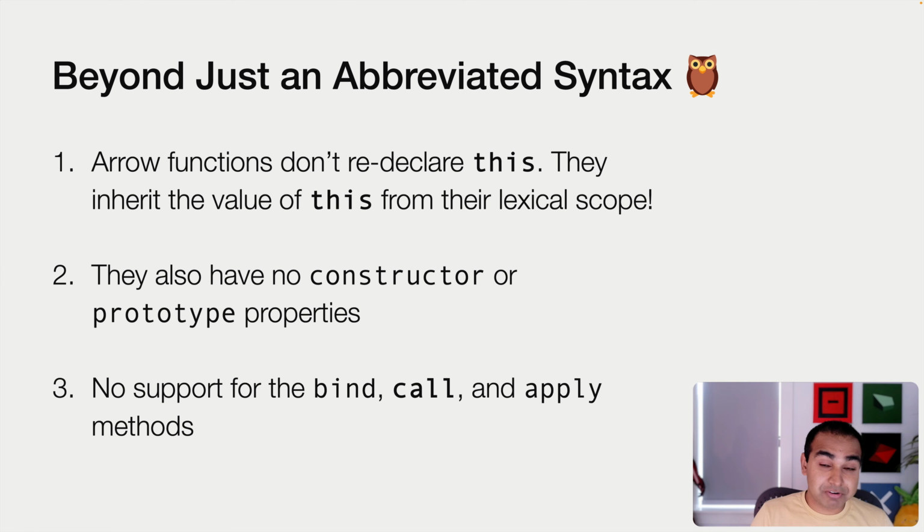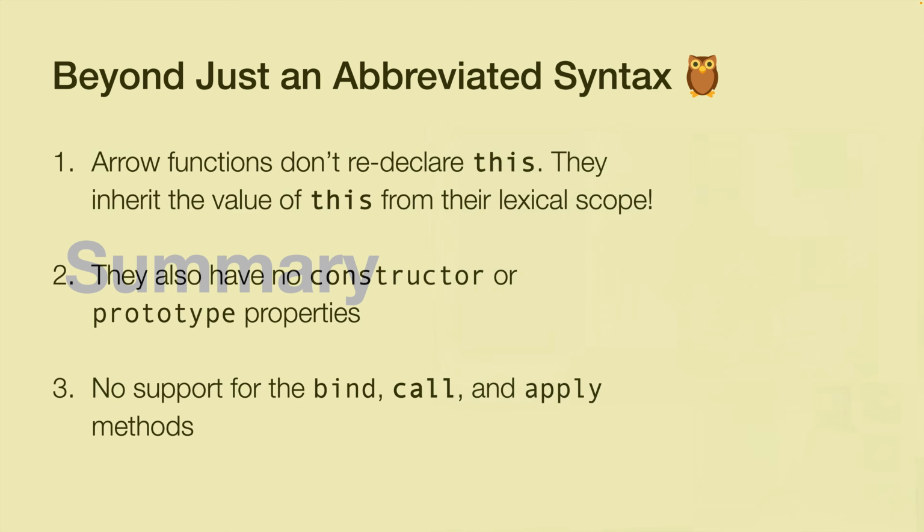They inherit the value of this from their lexical scope. They also have no constructor or prototype properties. So if you're familiar with the idea of having a value equals new and then a function, you can't do that with arrow functions. So keep that in mind. And they also don't have any support for the bind, call, and apply methods. So if you rely on those as part of your code, you need to revisit whether you want to use arrow functions or not.